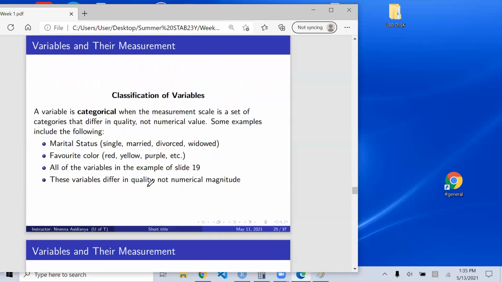Right. So we also have a variable that is categorical when the scale of measurement differs in quality, but not numerical values, right? So this means that there is no order. Well, there could be order, but it is not numerical, right?